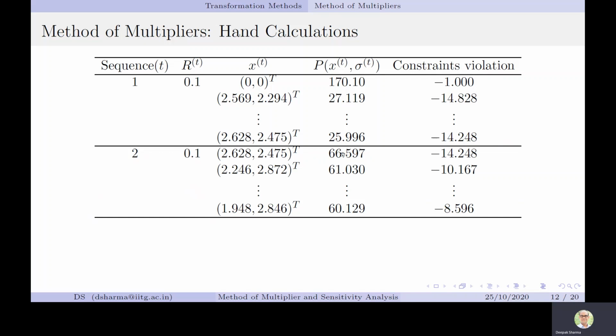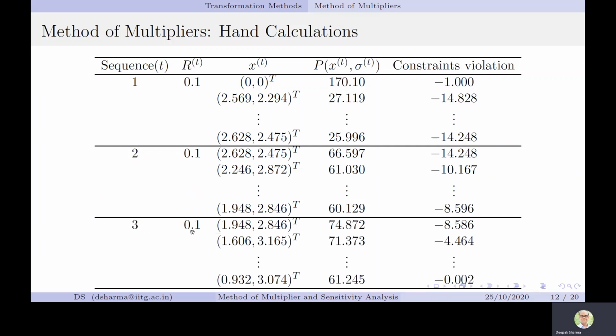Now including this, you can see the penalty function value is 66 as compared to 25. And you know why? Because the sigma and tau values are changed. However, the constraint violation will remain the same. By using the steepest descent method and the termination condition, we get the point 1.948, 2.846, giving me 60.129 as the penalized function value, and the constraint violation is reduced to minus 8.596.